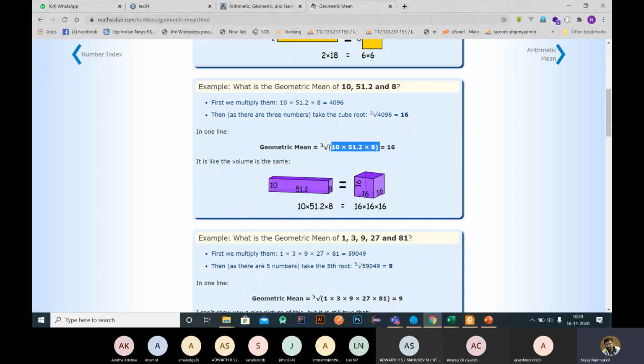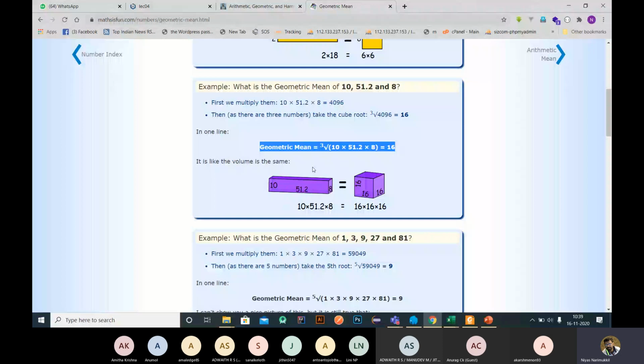Here three items are there. To find the geometric mean, we need to multiply these three values. Then we need to find the power of 1 by 3, that is, the cube root of these three. So that value is 16. So that is the geometric mean. Geometric mean means getting the mean with the help of this multiplication and the power. So this is different from arithmetic mean. In some cases we need to use geometric mean.